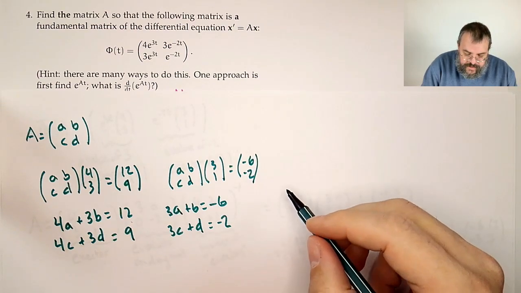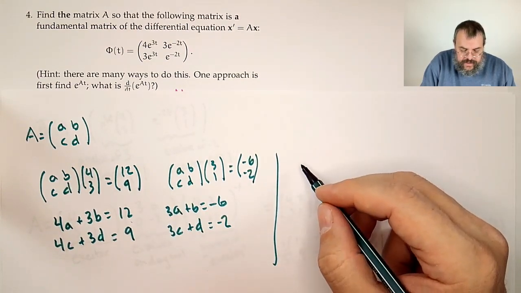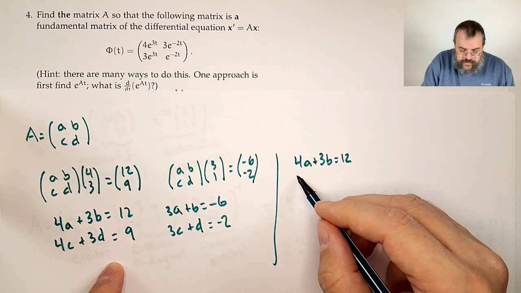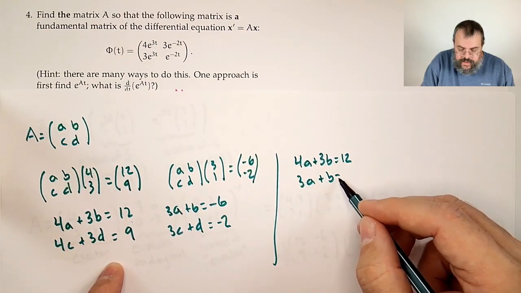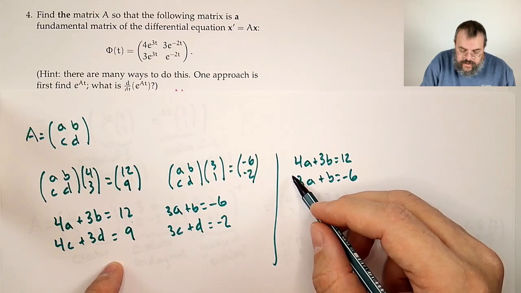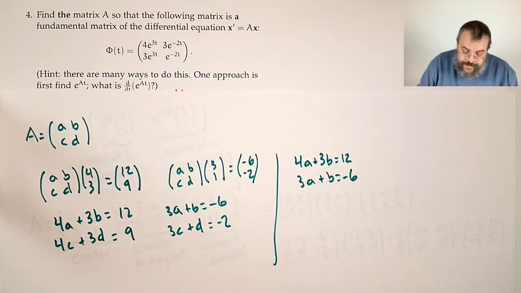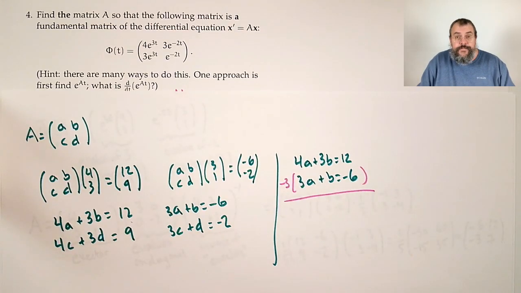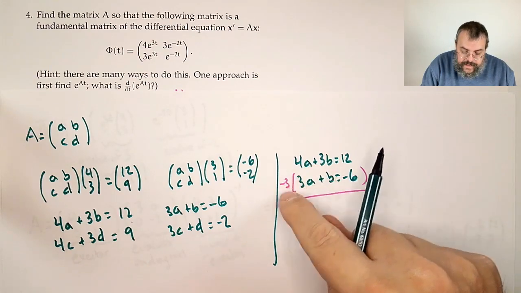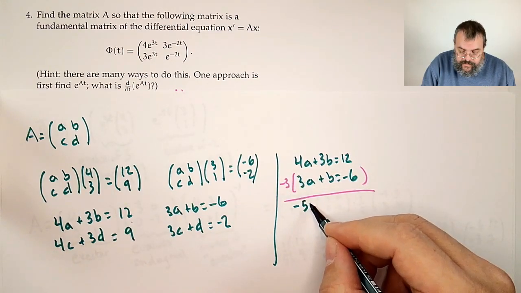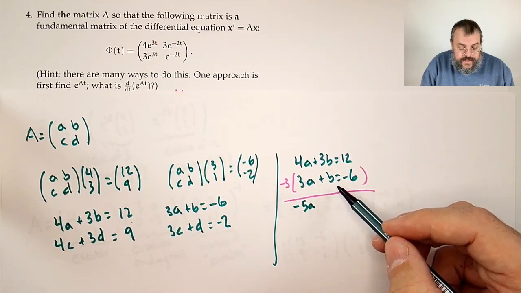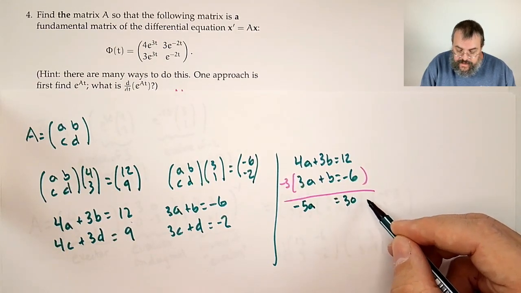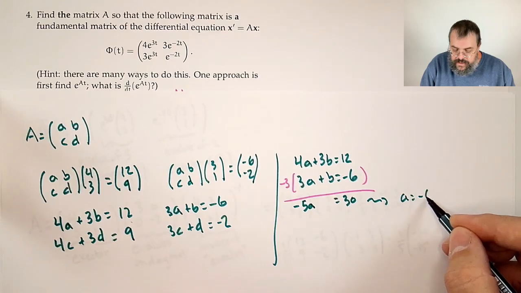So we really can split into 2 parts. You can say, hey, check this out. 4a plus 3b equals 12. 3a plus b equals -6. So let's do the following. Let's multiply the bottom row by -3, and we'll add. 4a minus 9a makes -5a. 3b minus 3b is 0. 12 plus 18 makes 30, which says a should be -6.